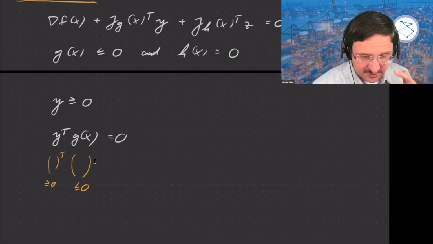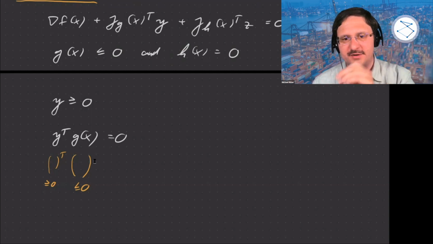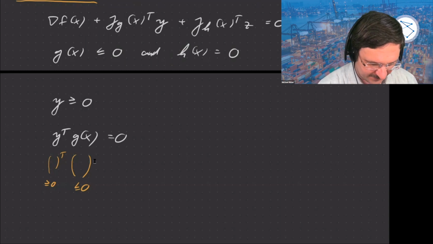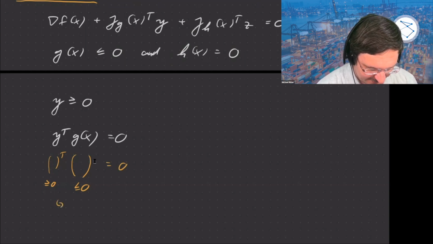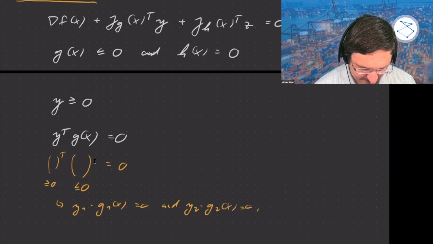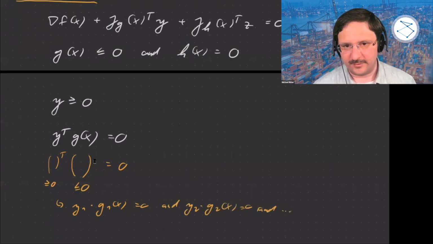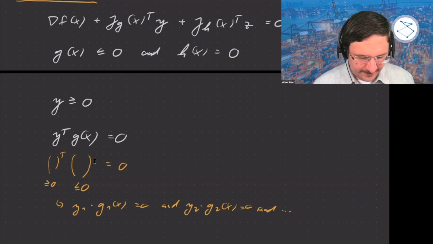And the condition that this is 0 can only be satisfied if each of those summands is 0, right? So that being 0 basically means the same thing as: the first multiplier times the first component of that function is 0, and the second multiplier times the corresponding function is 0, and so on. So that's what the complementarity conditions say.